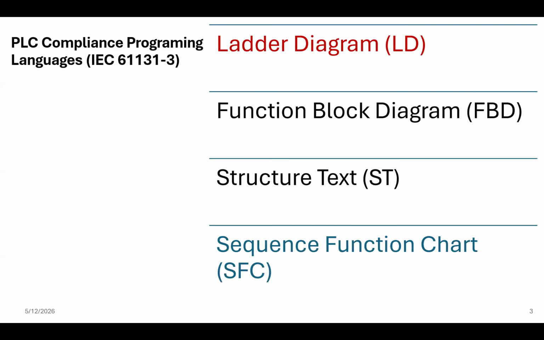In the PLC domain, there are more or less four categories of programming languages, defined by IEC 61131, the international standard for PLC programming. One is the ladder diagram, which some books call ladder logic. Second is the functional block diagram, FBD. Third is structured text, and fourth is sequence function chart.